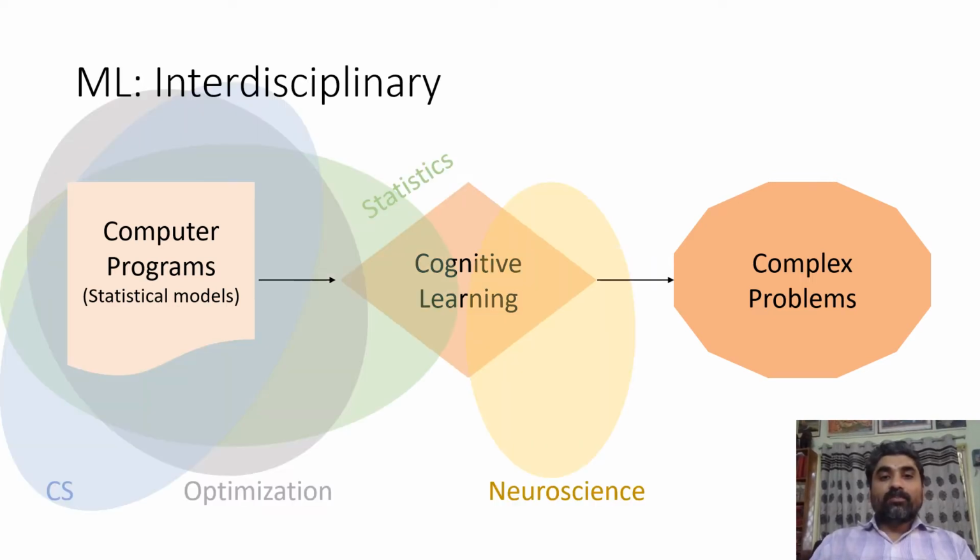Machine learning is traditionally considered a subject in computer science, but more and more it is becoming interdisciplinary. Apart from computer science, there are two subjects of mathematics from which machine learning borrows a lot. One is called optimization, and the other is called statistics. Machine learning also borrows a lot from the subject of neuroscience, which again has a lot of connections with folks working in biology.